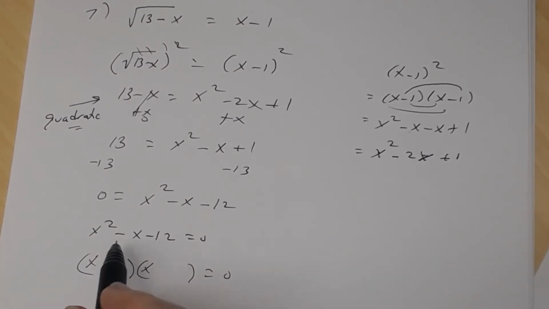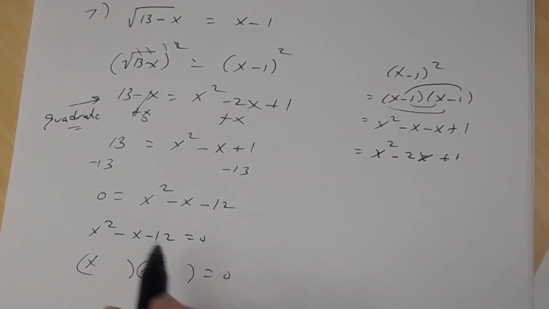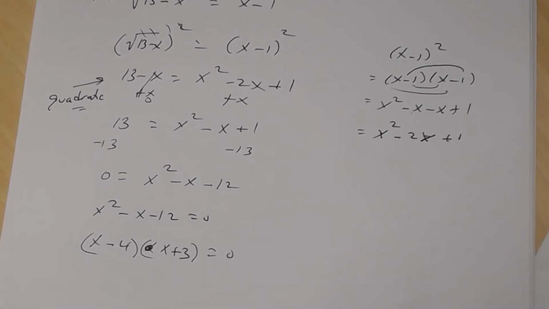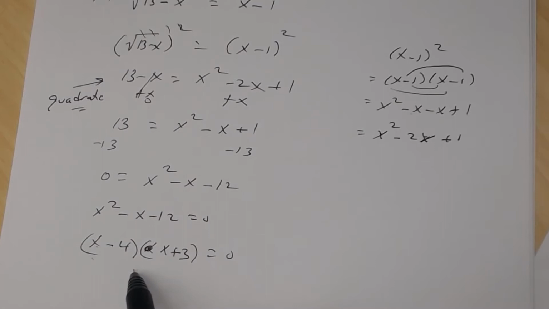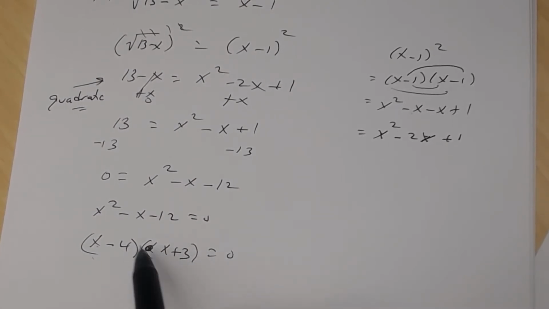Okay, so I'm going to factor. Let's say x times x is x squared. I need the product to be a negative 12 for the last term, and I need the outer and the inner to combine to be a negative 1x. The only way that can be possible is x minus 4 times x plus 3. And always check. x times x is x squared. The outer is a positive 3x. The inner is a negative 4x. When I add the outer and the inner, I do get a negative x. And a negative 4 times a positive 3 is a negative 12.